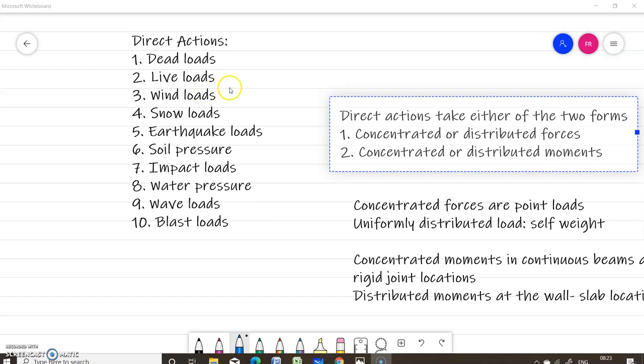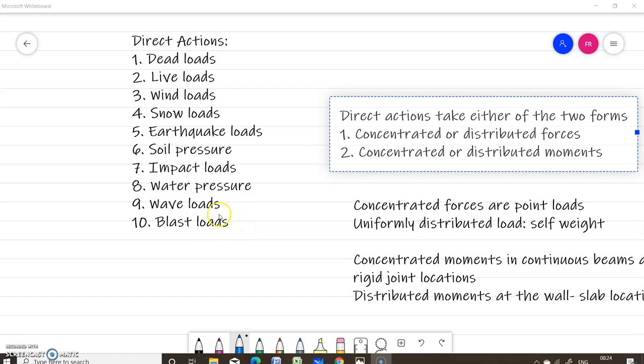Wind loads due to aerodynamic forces of wind, snow loads due to snow accumulating on top of the structure, earthquake loads or seismic loads due to the movement of Earth's crust, inertial forces induced on the structure vibrating due to ground motions, soil pressure due to the bearing pressures under footings and lateral pressures on retaining walls which retain the soil, impact loads caused by vehicular traffic on bridges, roads, railway lines, etc. Water pressures in water storage structures such as water tanks and dams, wave loads on offshore structures and ships, and blast loads due to explosion.